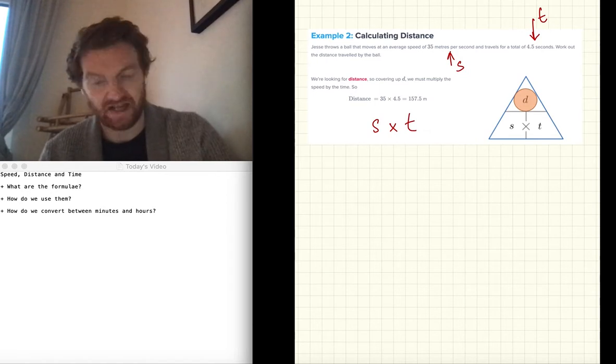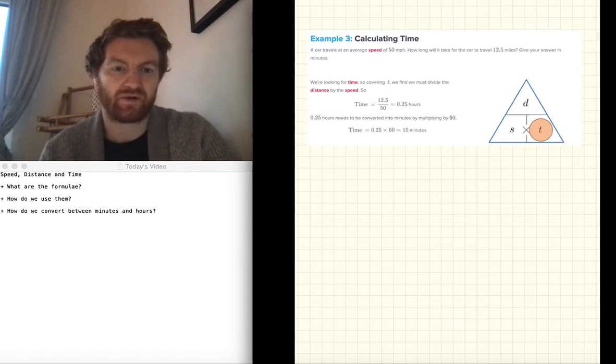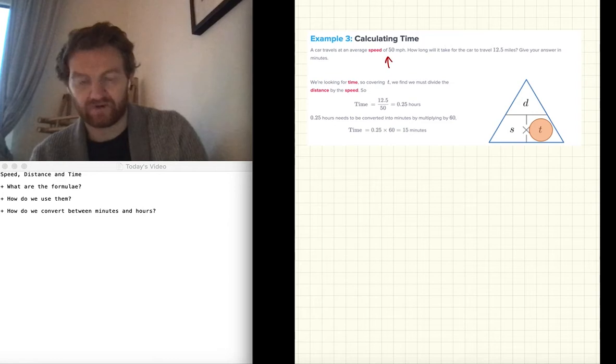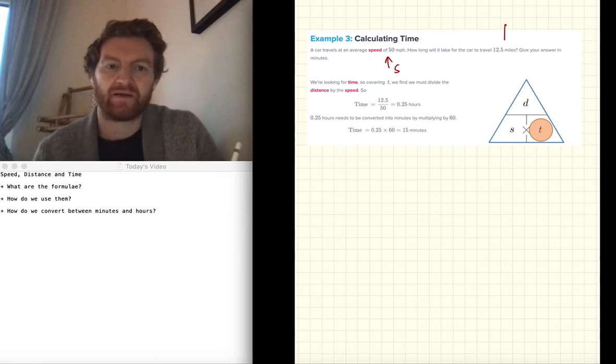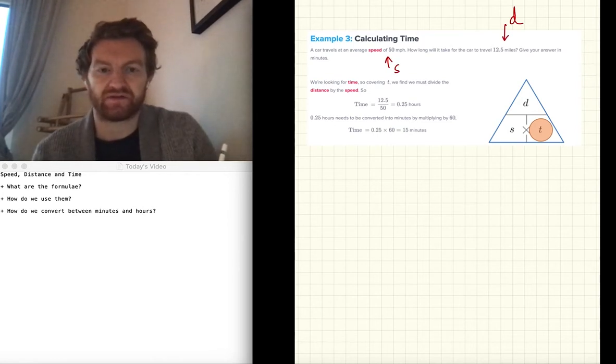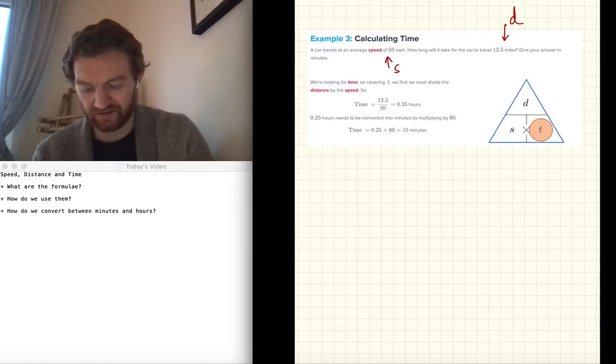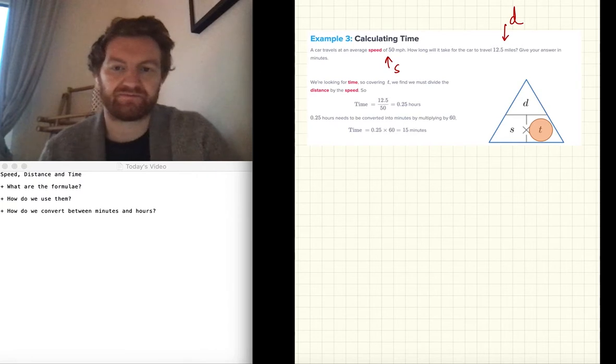Finally, and again, this is not a super varied topic. Time, again, we want to find the T, so we get rid of the T, you're left with just the D and the S. What's the speed? Well, it's 50 miles an hour. What's the distance? Well, it's 12.5 miles. And then you just substitute those into the formula. So distance on the top, speed on the bottom.